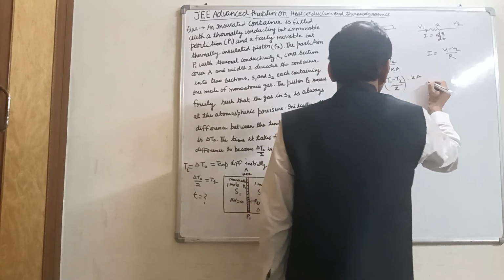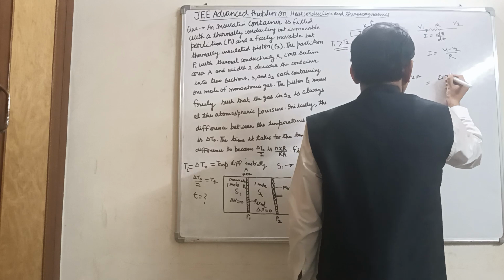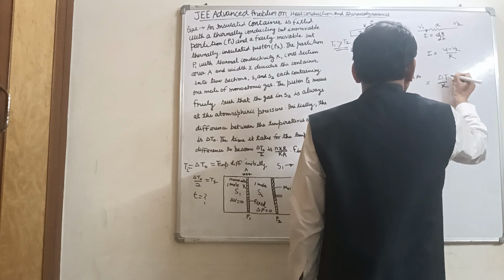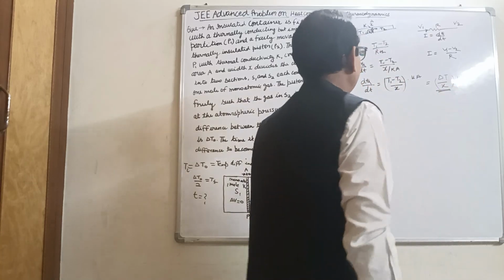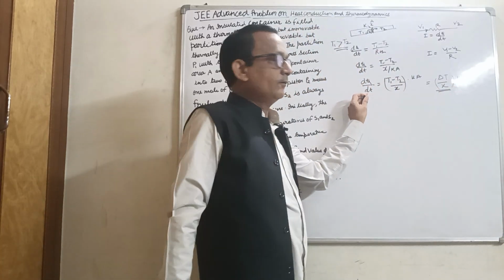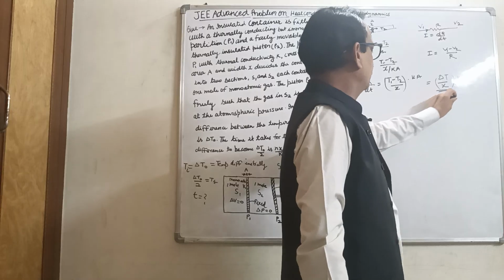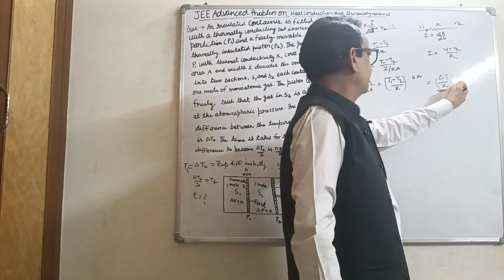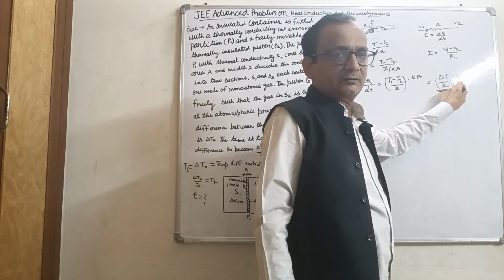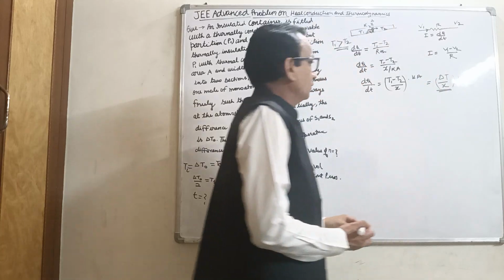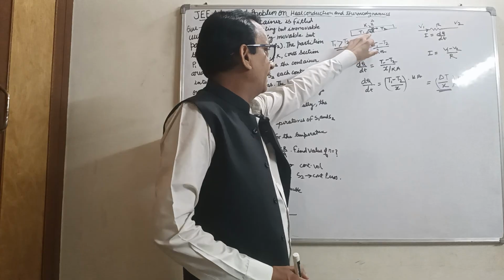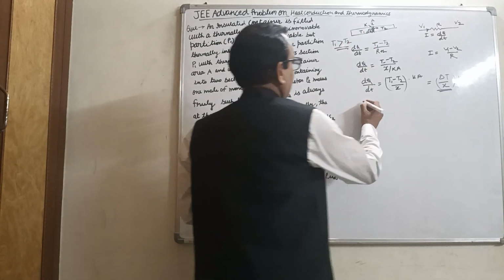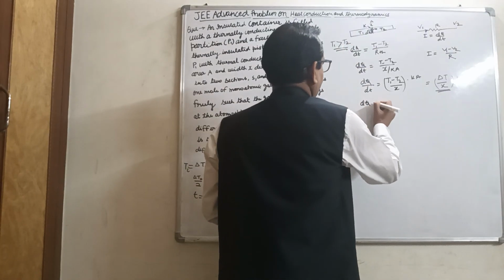So this would be rewritten as delta T by x into KA. This is the temperature gradient. So the rate of heat transfer equals the temperature gradient times the thermal conductivity and the cross-sectional area of the piston. This is the concept applied here, regarding the heat supplied to the system.